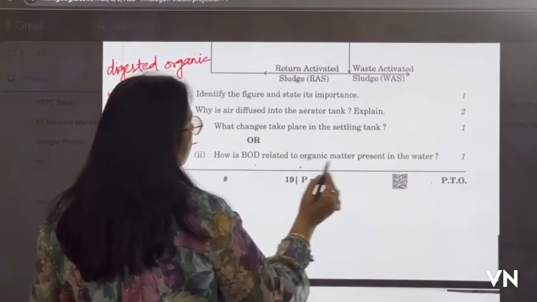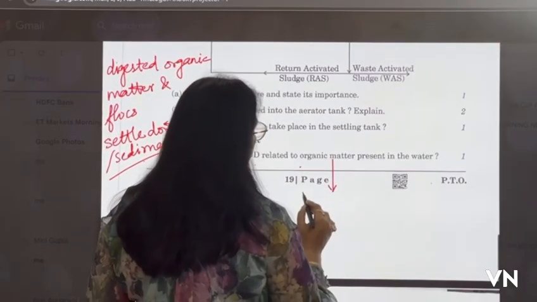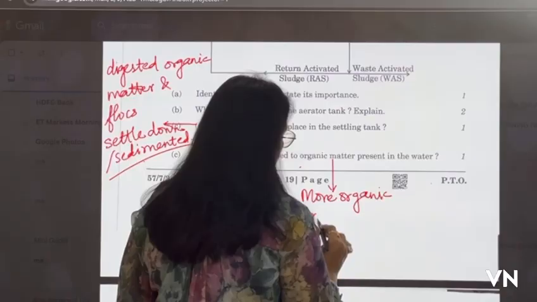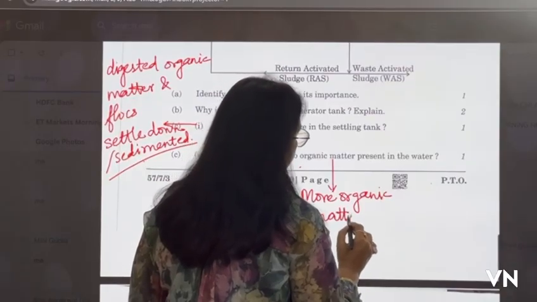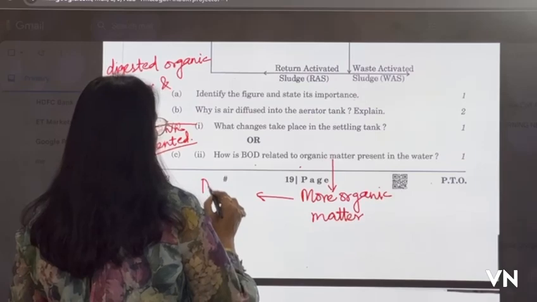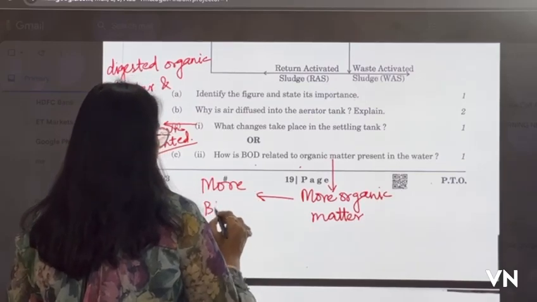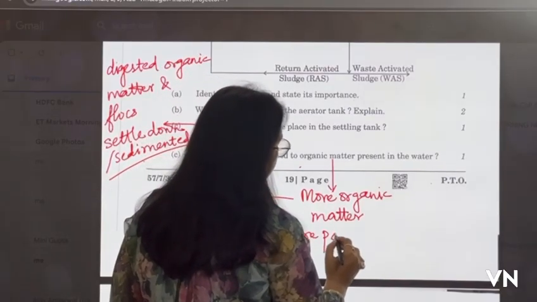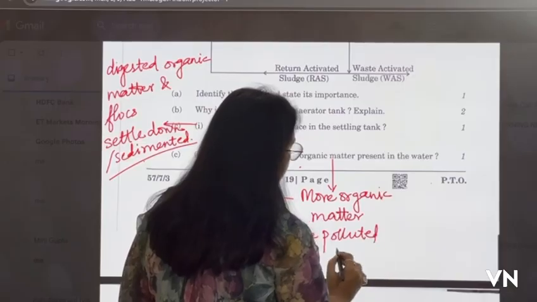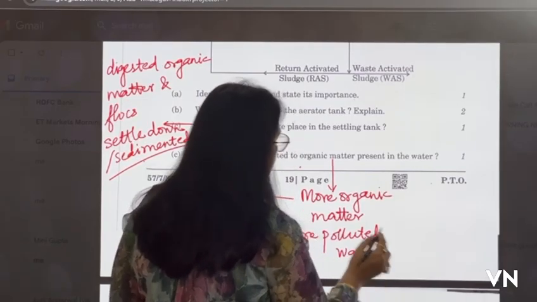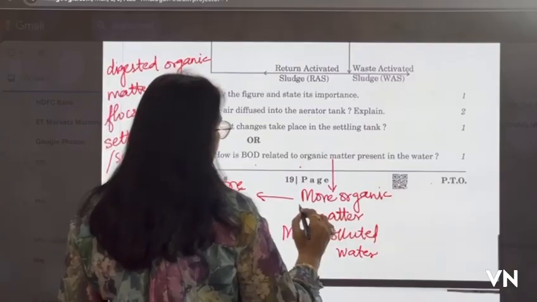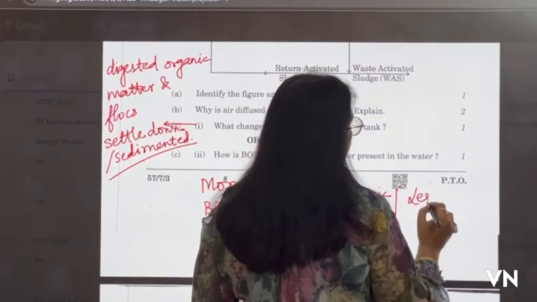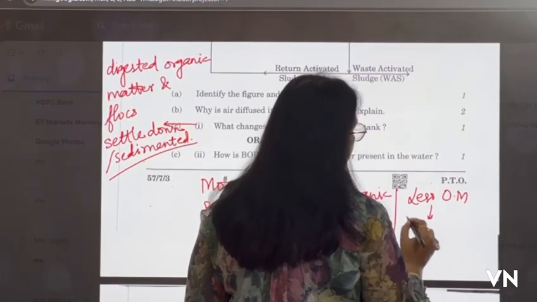How is BOD related to organic matter present in the water? More organic matter in the water, more BOD. That is, more polluted water. Though this is not required, you can get marks only on these 2 points. And similarly, less organic matter, less BOD.